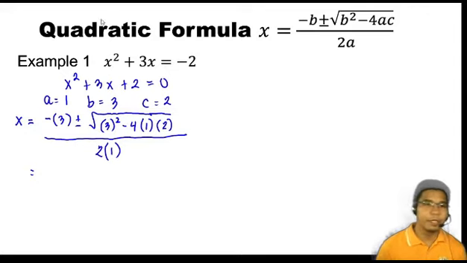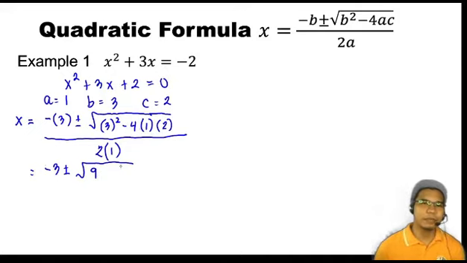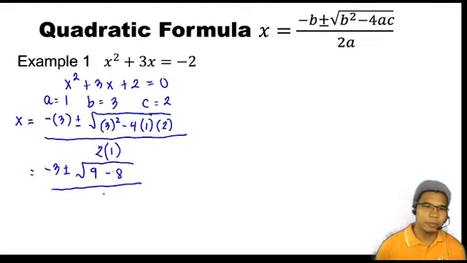So we substitute. After the substitution, we're going to simplify. So we have here negative times 3. So simply that is negative 3 plus and minus square root of 3 squared, 3 times 3, that is 9. And then negative 4 times 1 is negative 4. Negative 4 times 2 is negative 8. All over 2 times 1 is 2. And then we continue with simplification. Again, copy negative 3 plus and minus square root of 9 minus 8 is 1 all over 2.